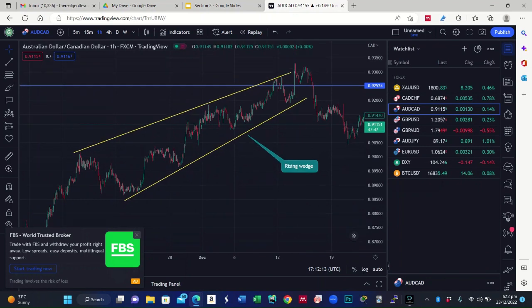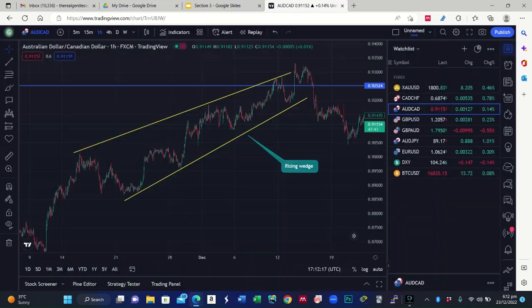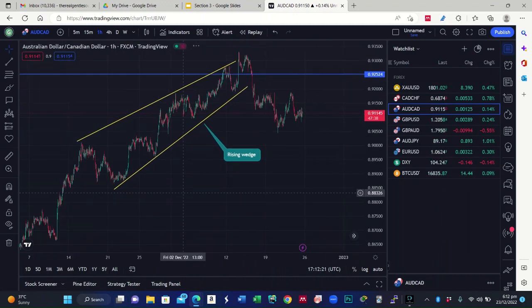Rising wedge. Like I explained earlier, in rising wedge, price is coming from a wide area, then as it progresses upwards, it gets narrower. You can see it's a bit wide here. Then as price is progressing upwards, it is getting narrower.